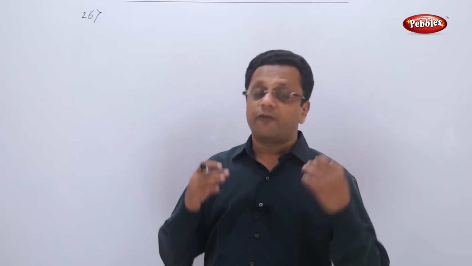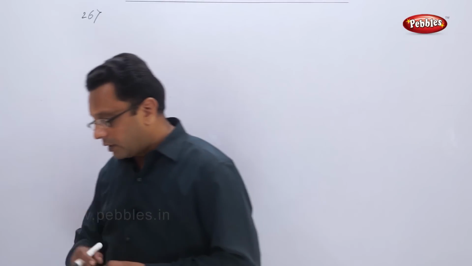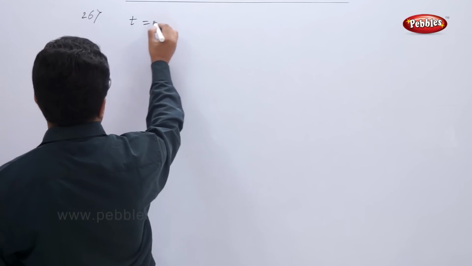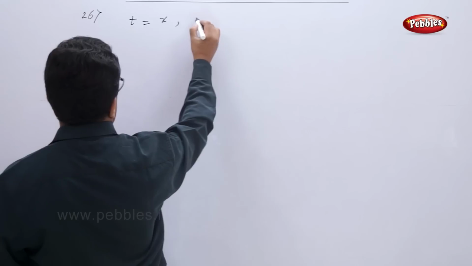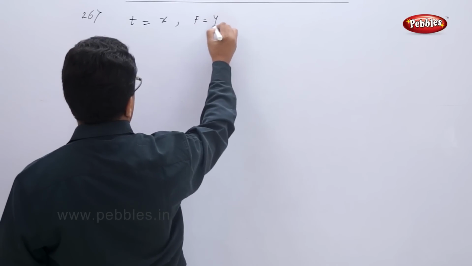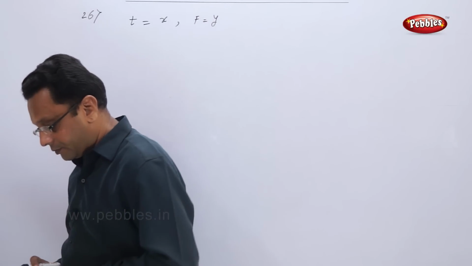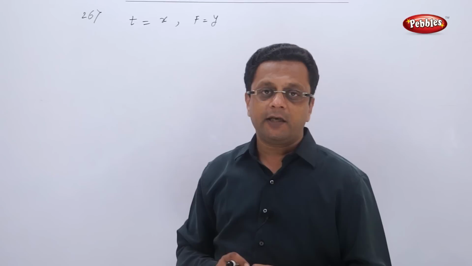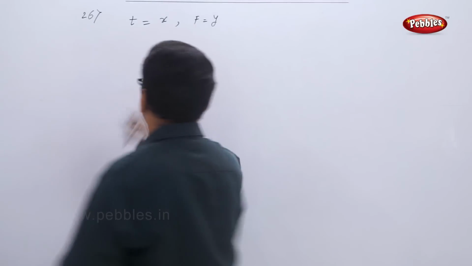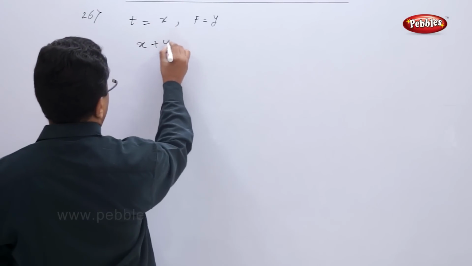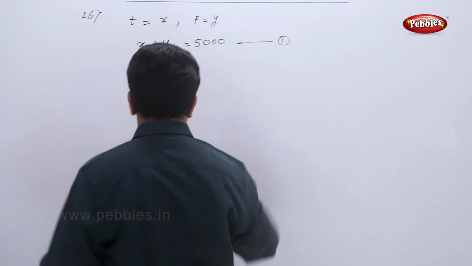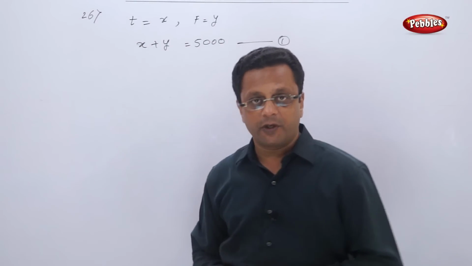So what will be your first step? The first step is to let the table cost be X and the fan cost be Y. Now what is the first condition? He bought at 5,000 rupees. So X plus Y is equal to 5,000 is our first equation.